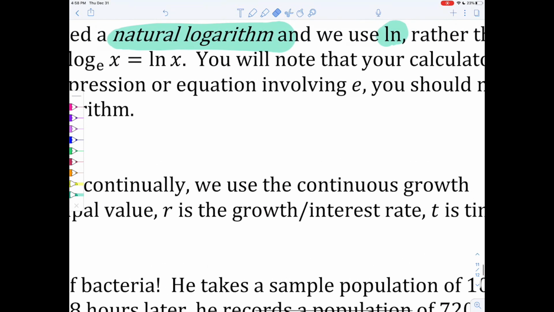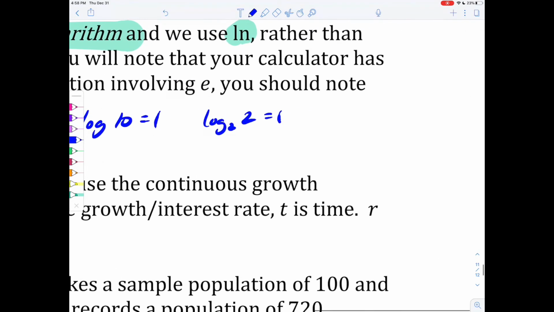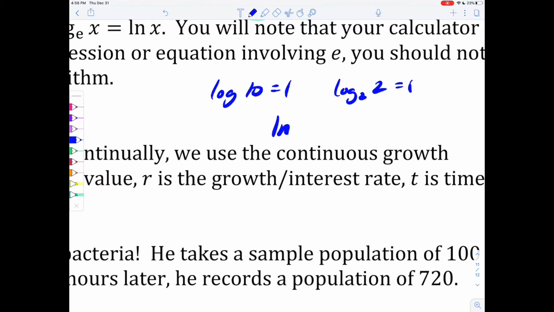Worth noting is just as log of 10 is 1, or log base 2 of 2 is 1, you can also say that ln of e is equal to 1. And that's going to come into play with this example.